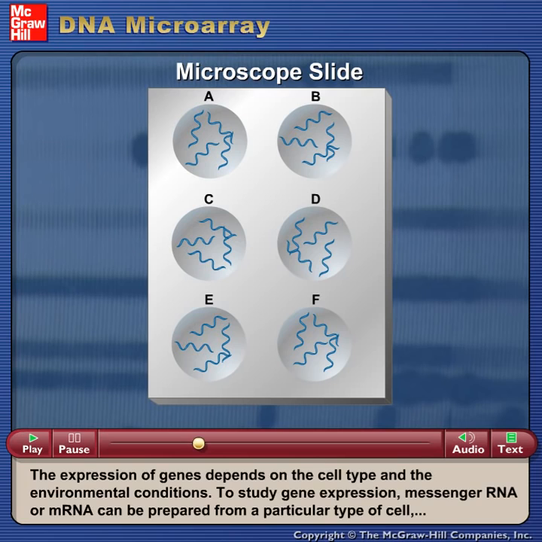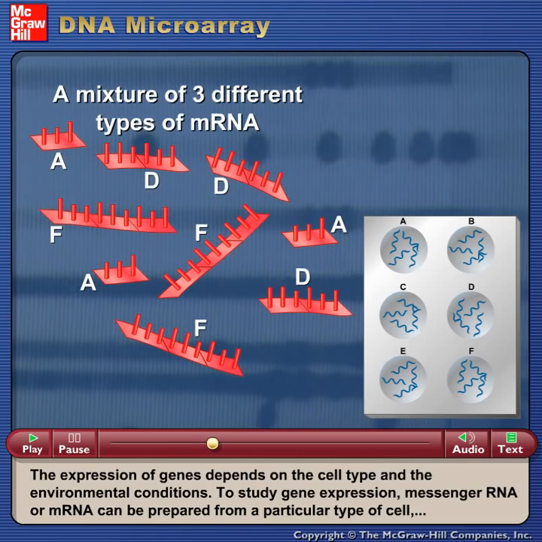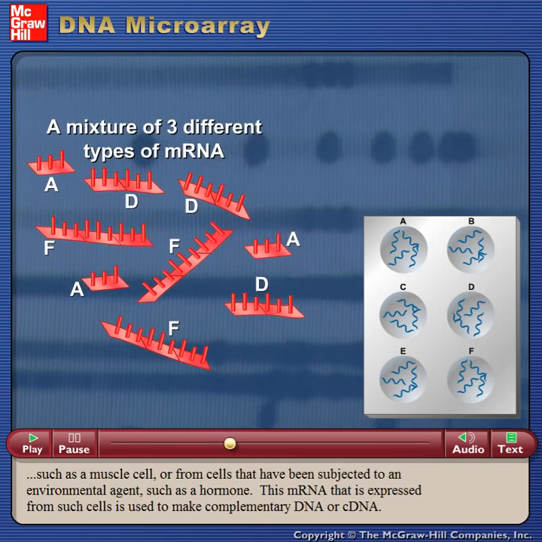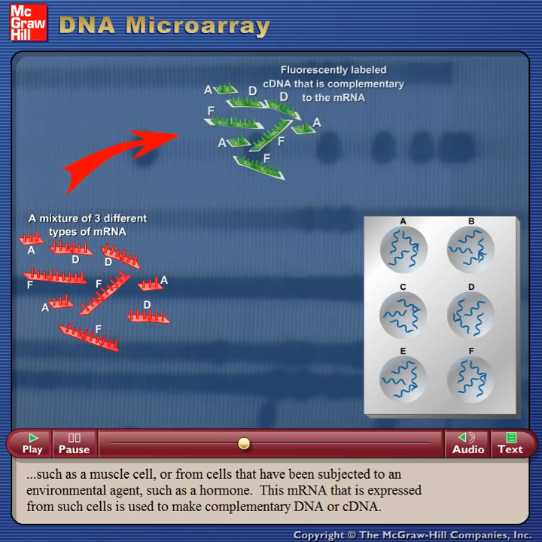The expression of genes depends on the cell type and the environmental conditions. To study gene expression, messenger RNA, or mRNA, can be prepared from a particular type of cell, such as a muscle cell, or from cells that have been subjected to an environmental agent, such as a hormone. This mRNA that is expressed from such cells is used to make complementary DNA, or cDNA.